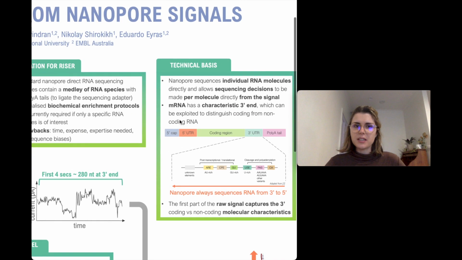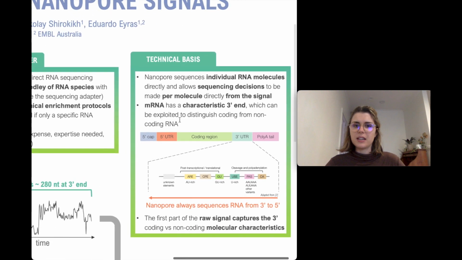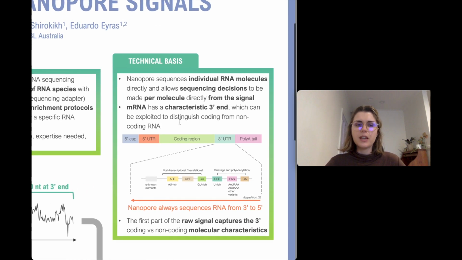So the technical basis for RISER lies in the Nanopore sequencer. So Nanopore sequences individual RNA molecules directly and allows sequencing decisions to be made per molecule directly from that electrical signal. Now, the biological motivation for the project and the basis for why RISER works is the fact that messenger RNA has a characteristic 3' end, and this can be exploited to distinguish coding from non-coding RNA.